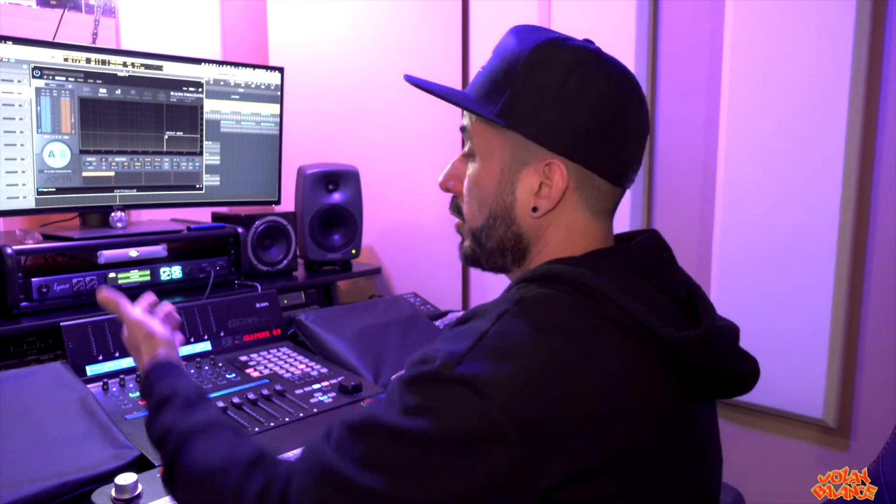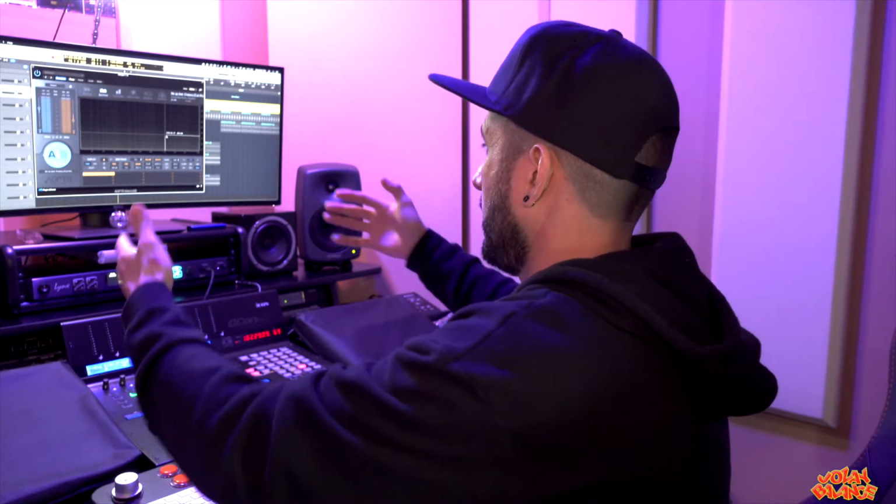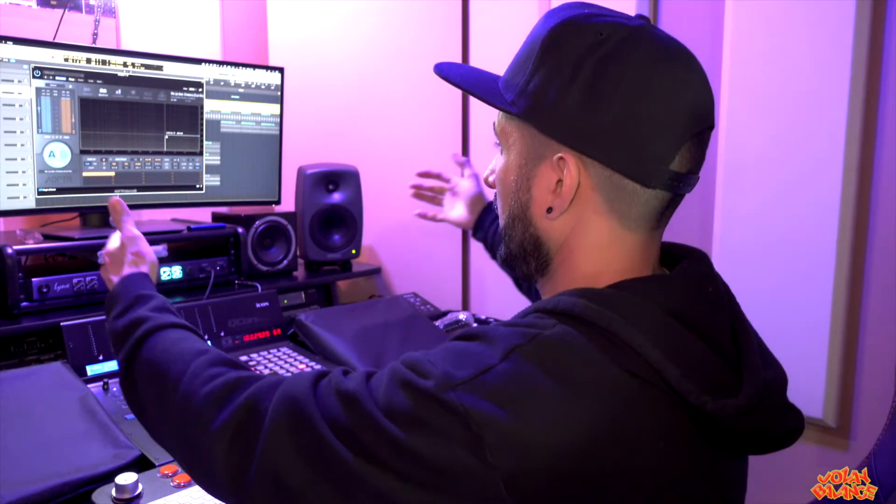So it's important to know, for the sample that you load, where's the main frequency at? Is it a mono sample? Is it a stereo sample?